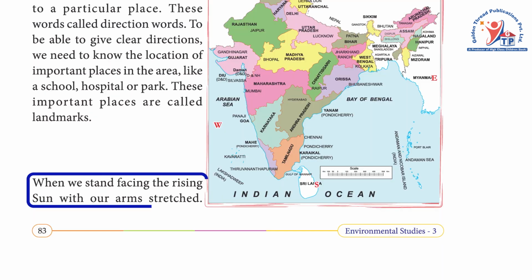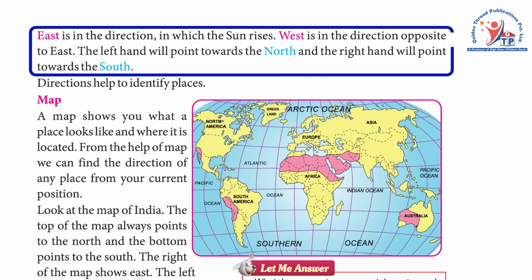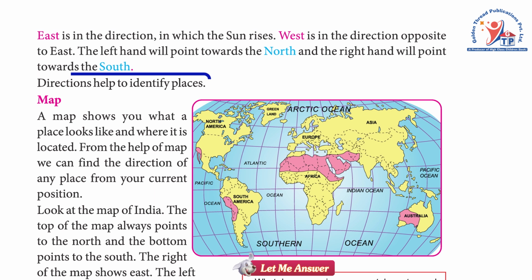When we stand facing the rising sun with our arms stretched, east is in the direction in which the sun rises. West is in the direction opposite to east. The left hand will point towards the north and the right hand will point towards the south. Directions help to identify places.